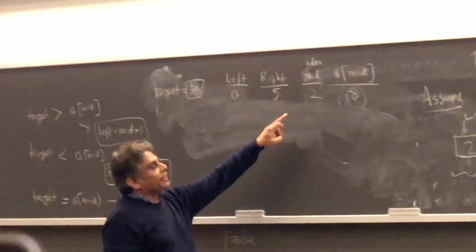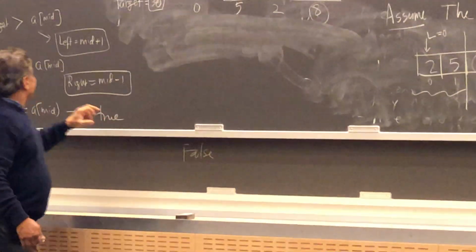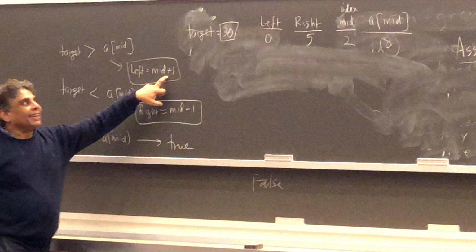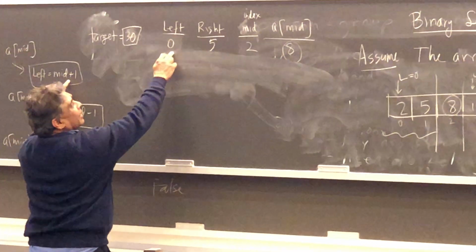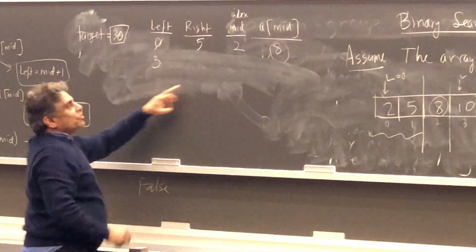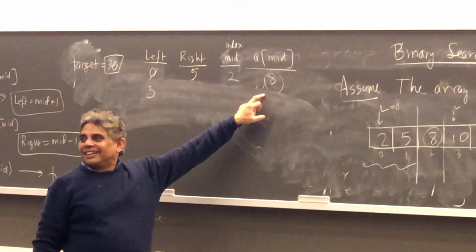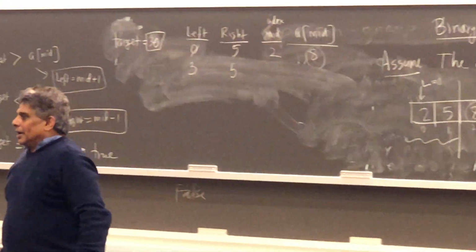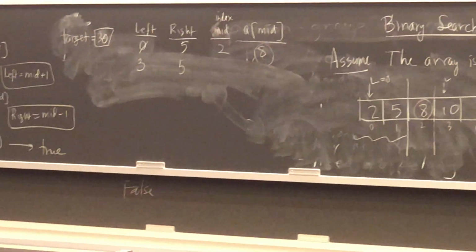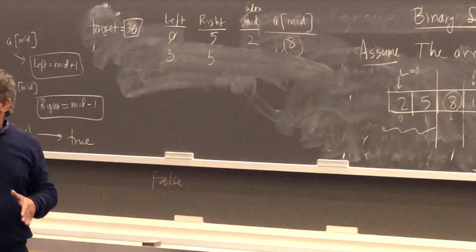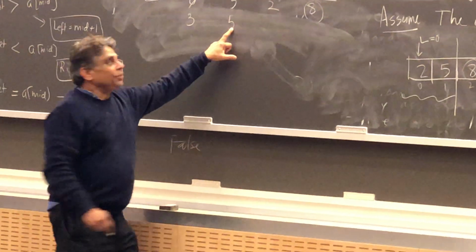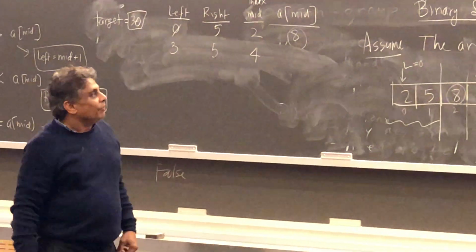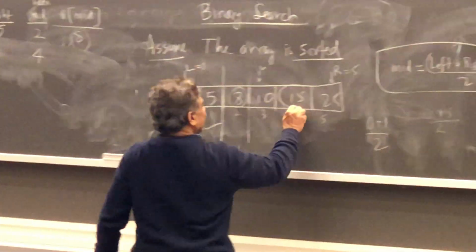Okay, now the target is bigger than the mid, right? If target is bigger than mid, what do we do? We make the left be mid plus 1. So what happens to the left? It becomes 3, right? And the right didn't change. What is the new mid now? 3 plus 5 over 2. Left plus right over 2. That gives you 4. So the mid index is 4. What is the element at 4? 15.